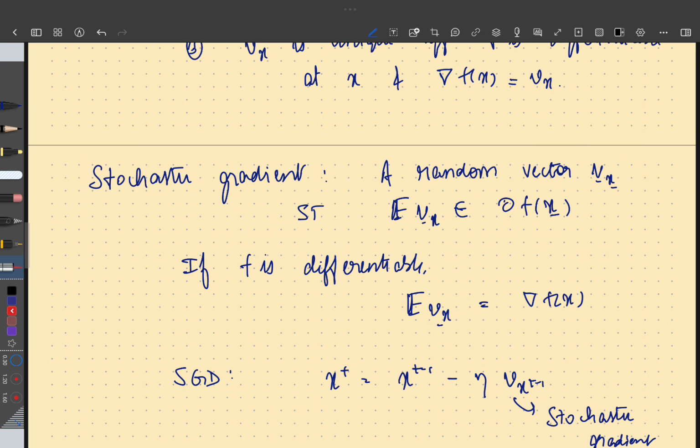So maybe this is a good point to stop. We'll see where stochastic gradients come from, and SGD for learning problems, in particular for empirical risk minimization, how it reduces the complexity, and therefore what we can say about the runtime of stochastic gradient descent for empirical risk minimization.